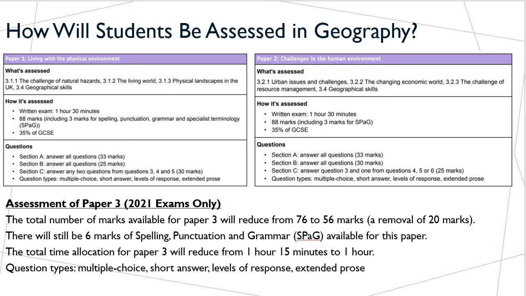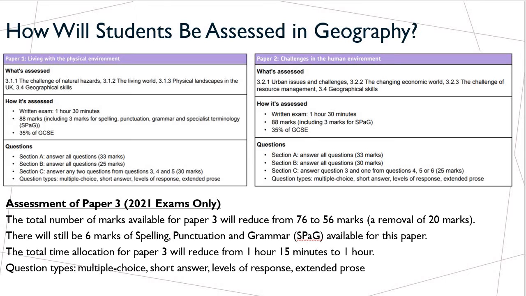But 88 marks in total, an hour and 30 to complete that in, and there'll be 3 marks awarded on one of the longer answer questions for spelling, punctuation and grammar. This particular paper equates to 35% of the final GCSE grade, and you can see here there's a breakdown. We have got multiple choice questions, short answer questions, so they could be 1 markers, 2 markers, right up to going on to your longer levels of response and extended prose, which are your 6s and your 9s.